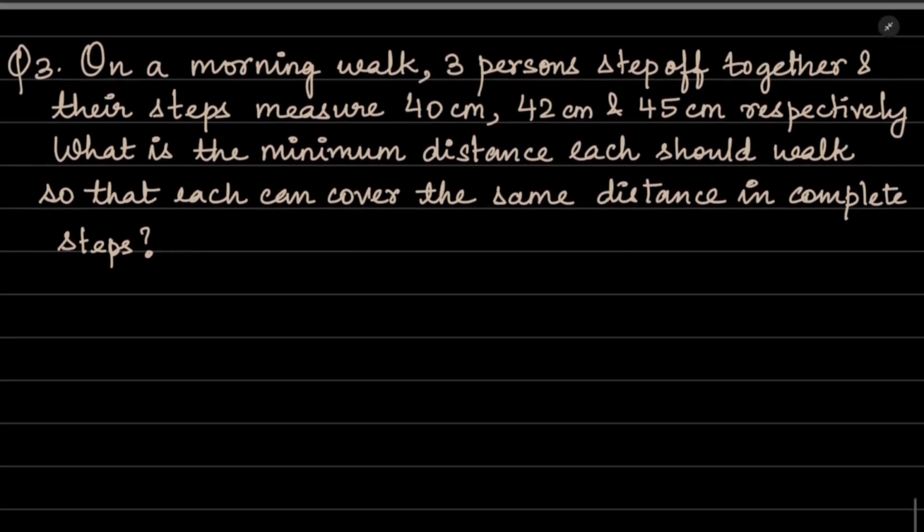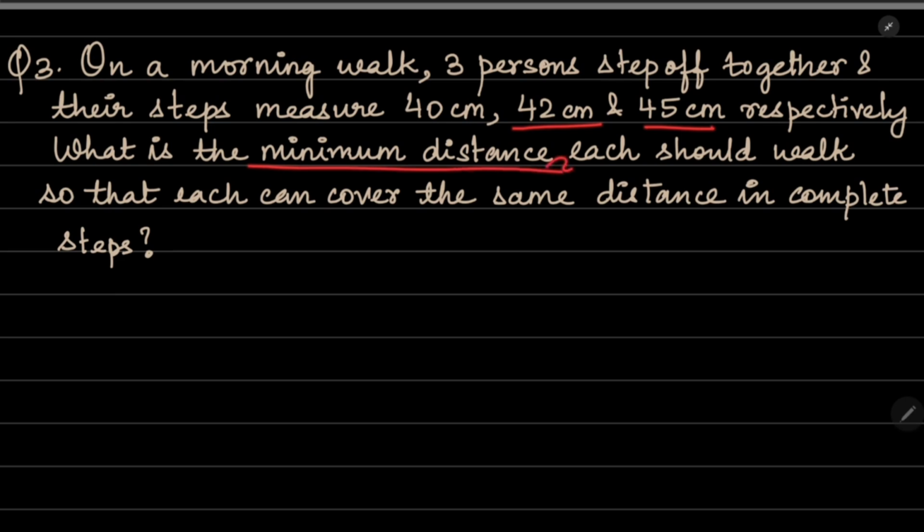On a morning walk, 3 persons step off together and their steps measure 40 centimeters, 42 and 45 centimeters respectively. What is the minimum distance that each should make so that each can cover the same distance in complete steps? Now, you have to understand this question first of all. The step length of the first person is 40, right? And then the step length of the second person is 42 and the third 45.